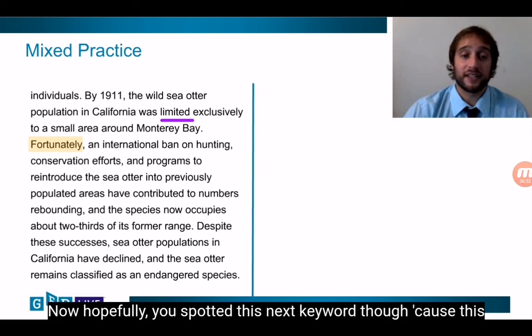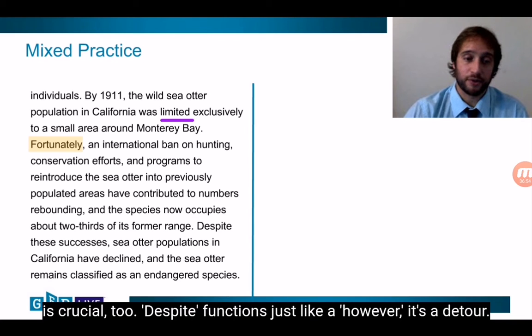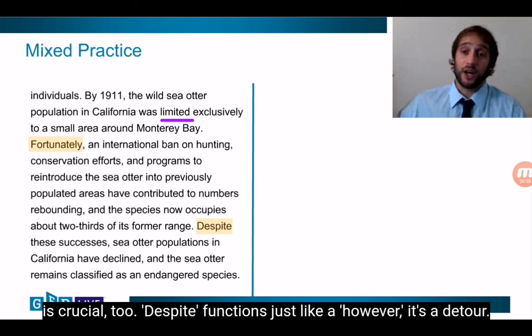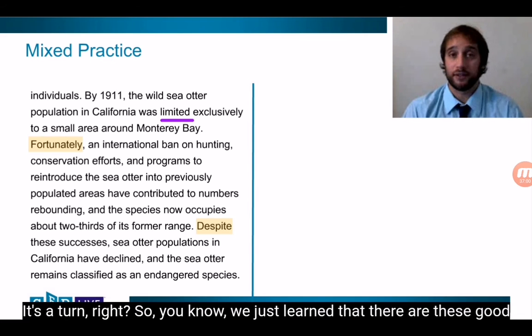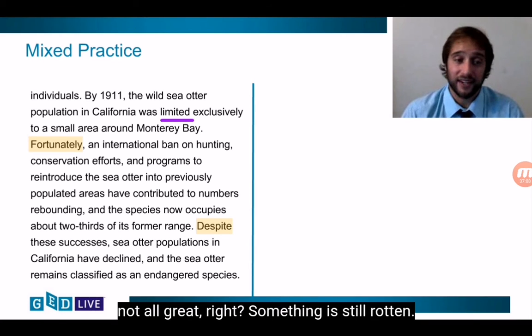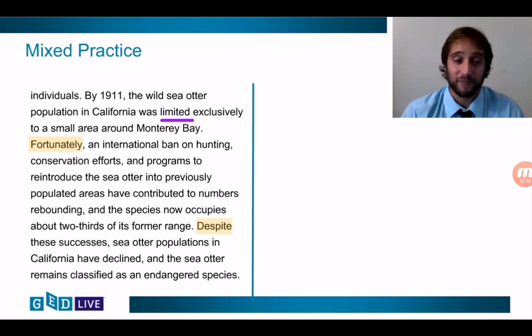Now, hopefully you spotted this next keyword though, because this is crucial too. Despite functions just like a however. It's a detour. It's a turn, right? So, we've just learned that there are these good things that happened, but the despite signals to us that it's not all great, right? Something is still rotten.